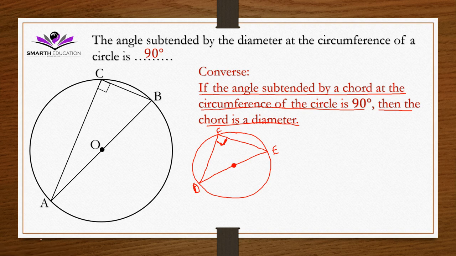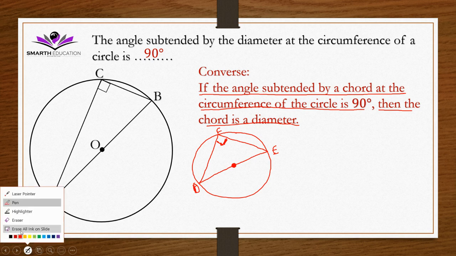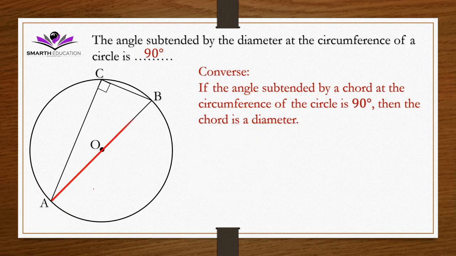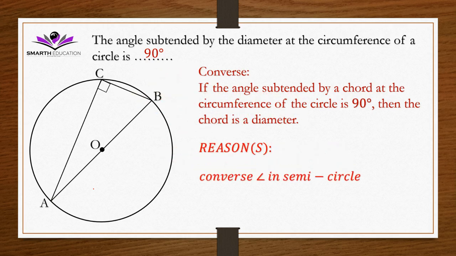Right. And then you can write the reason there. You say converse angle in the semicircle. You can write that as your reason, okay? Right, you say converse angle in semicircle. That's the reason for the converse theorem.